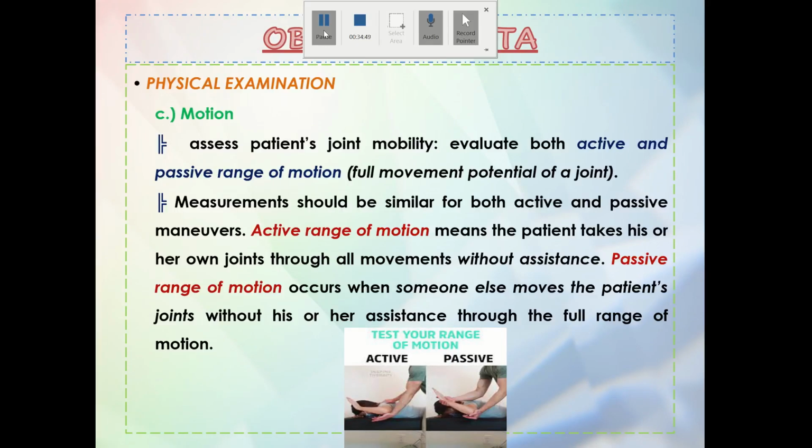Independently. Okay, so pag passive ROM naman, it occurs when someone else moves the patient's joints. So measurements should be similar for both active and passive maneuvers. So when you say active range of motion, it means patient takes his or her own joints through all movements without assistance. Ibig sabihin si patient, yung nag-move ng kanyang joints independently. While si passive ROM naman, it's otherwise. Meaning, tinulungan mo si patient or si client to move his or her joints para ma-perform yung full range of motion. So that's the difference between active and passive.